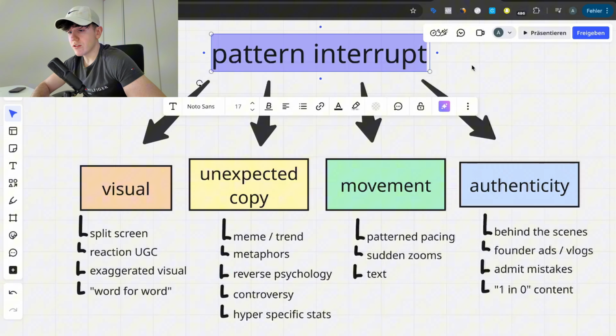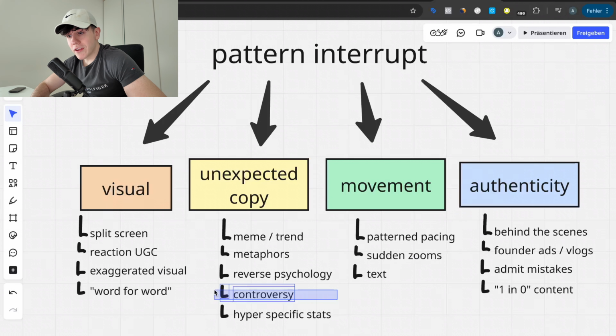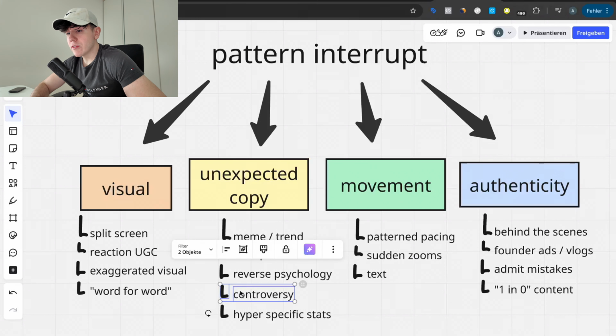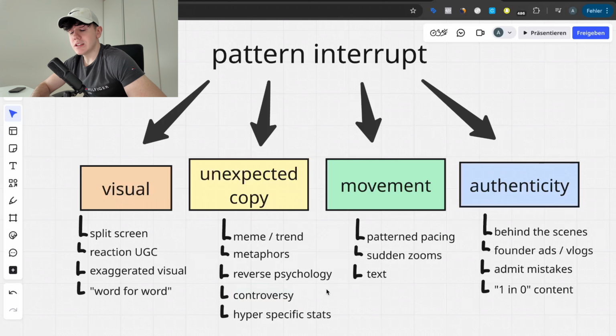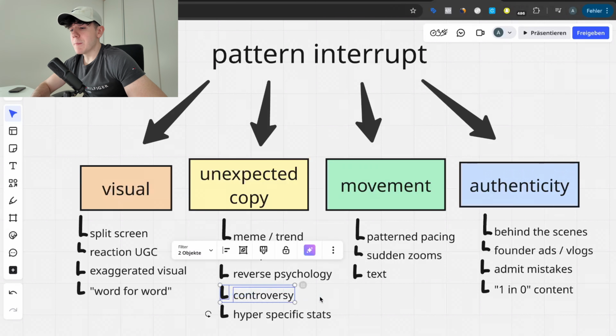Would interrupt their patterns. Then we have controversy. Once again, something which organic people use, right? So as you can see, a lot of organic knowledge in this too, but controversy works really well in paid ads too. It just shouldn't be something completely random, like an Andrew Tate picture in the background, or some weird stuff, right? It shouldn't be anything of that kind.